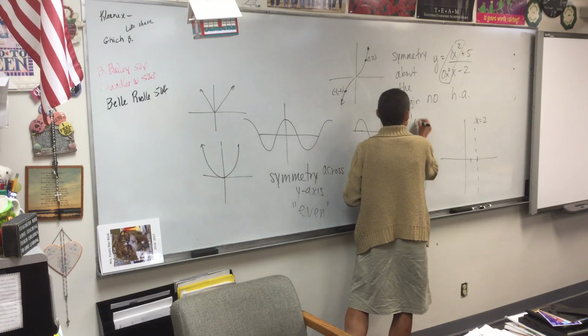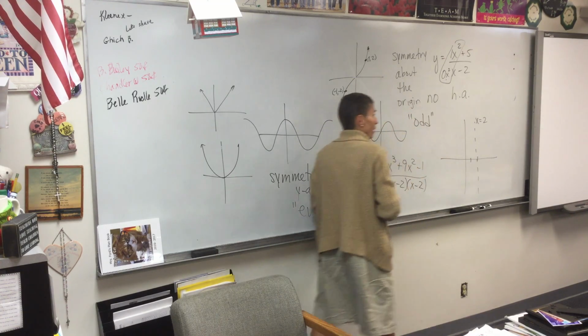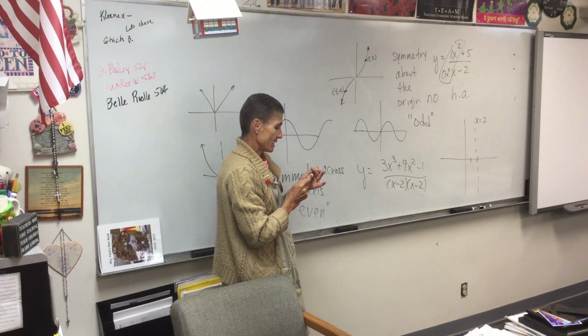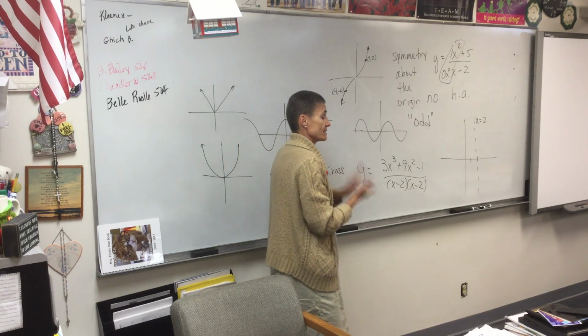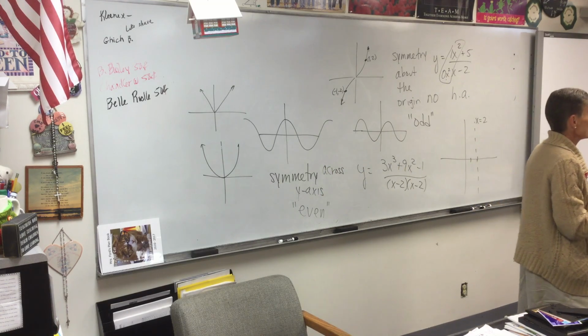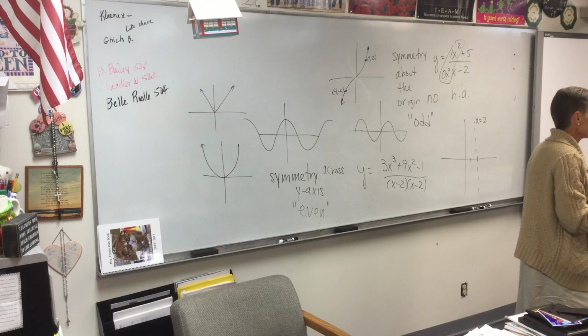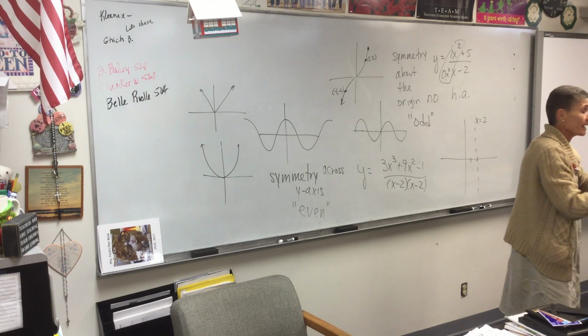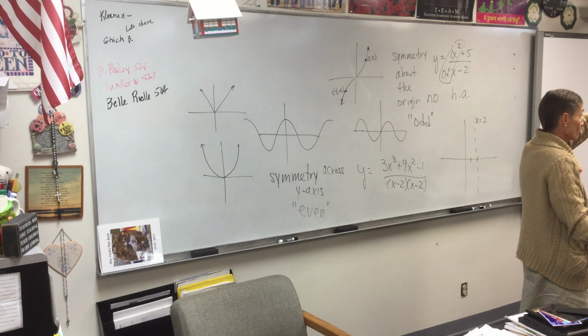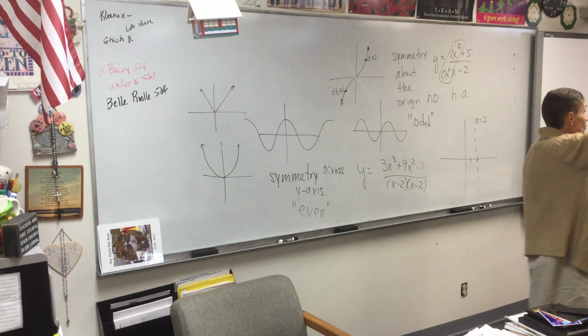Symmetry about the origin means you are odd. So when somebody says, is this an odd function, you determine if it has symmetry about the origin. So think about it like this. Quadrant 1 goes to quadrant 3. And 2 goes to 4.